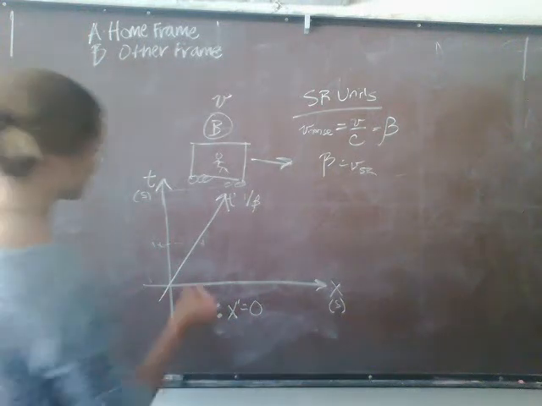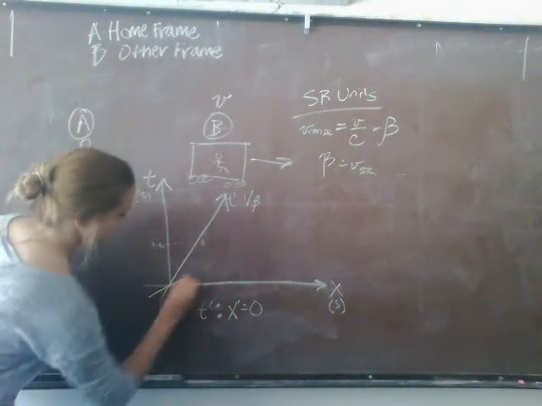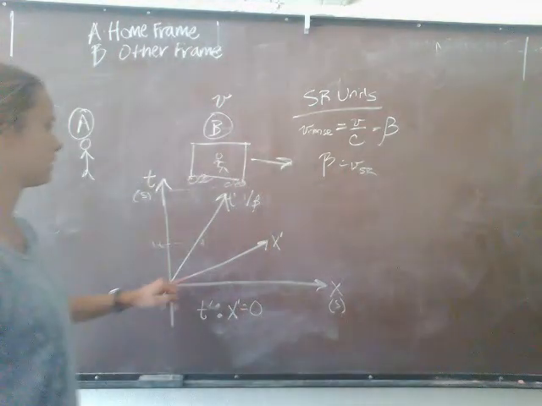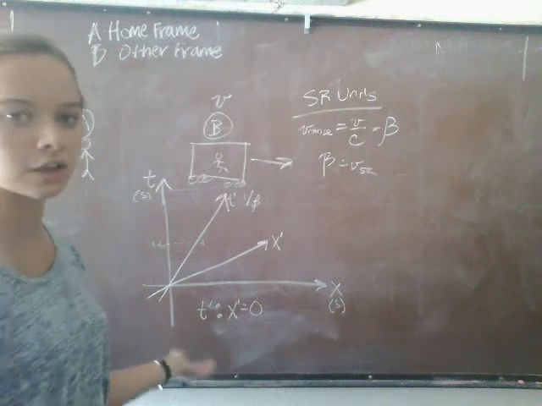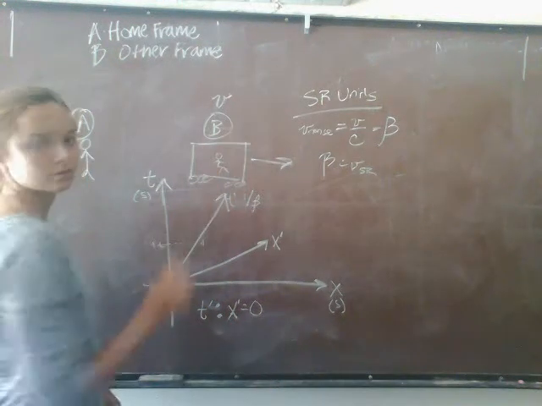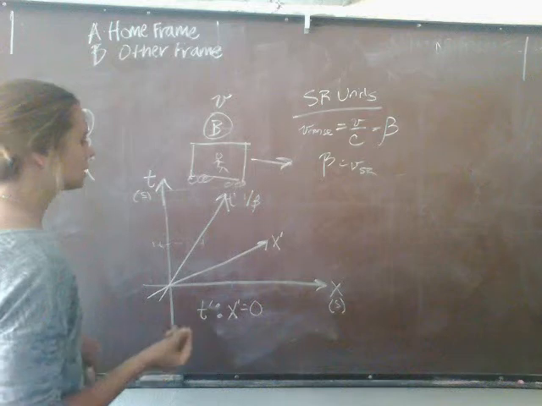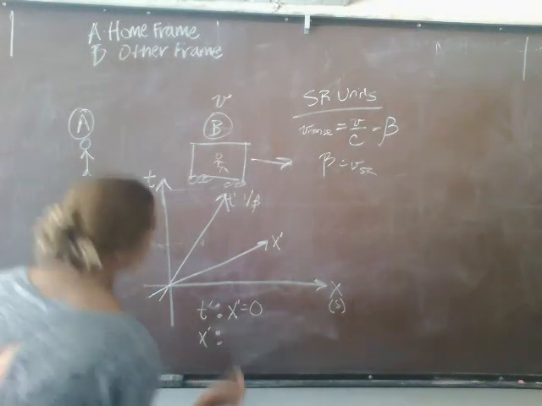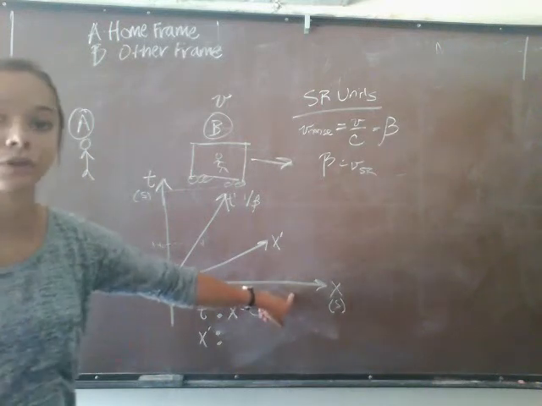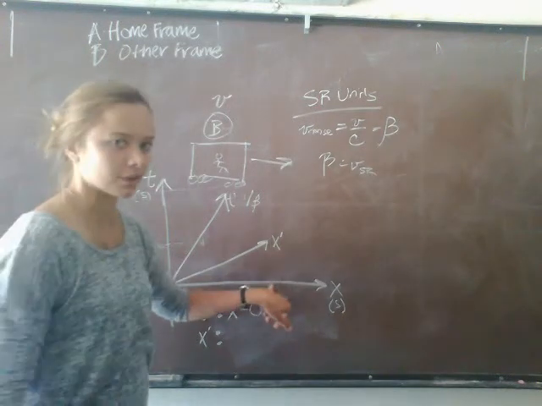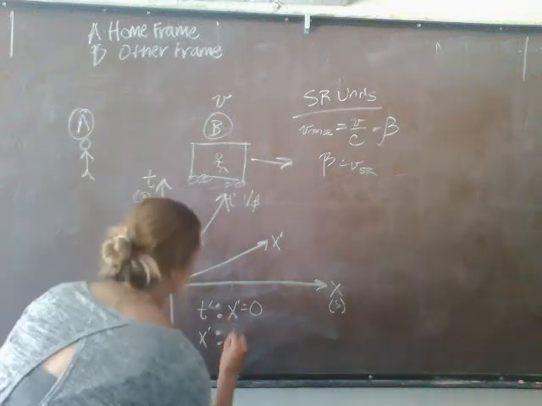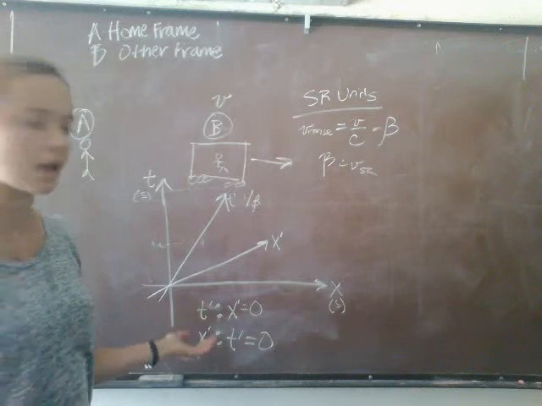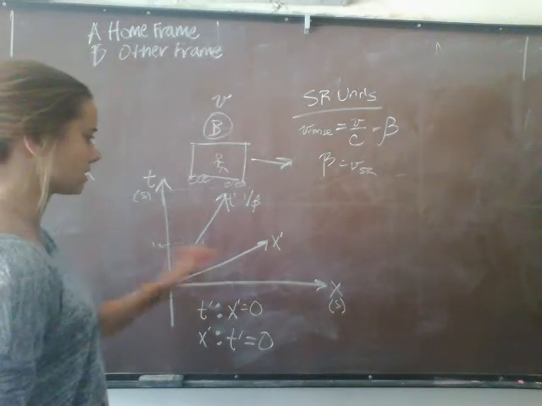Now, what is x prime? X prime is our new axis of position for the other frame, which is in reference frame from frame B. So the x prime, thought of kind of the same as the x-axis for the home frame, is going to be all events that happen at a certain time, in this case the time t equals 0.